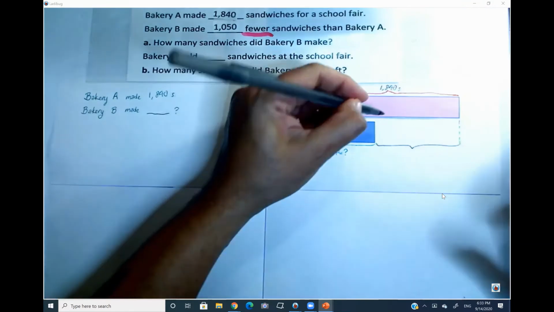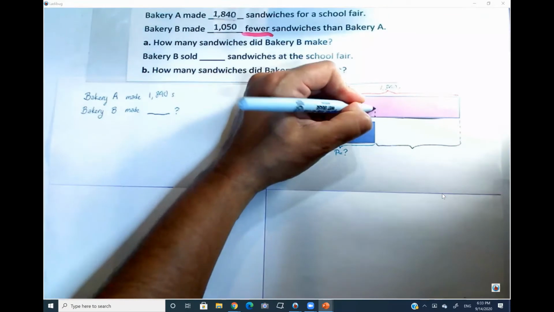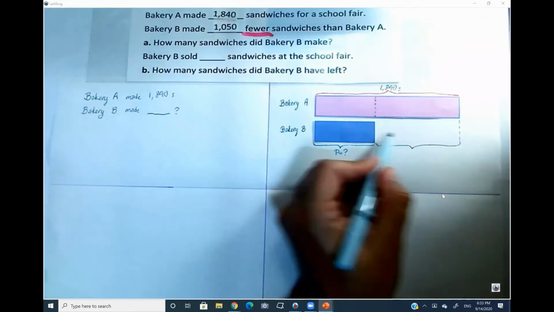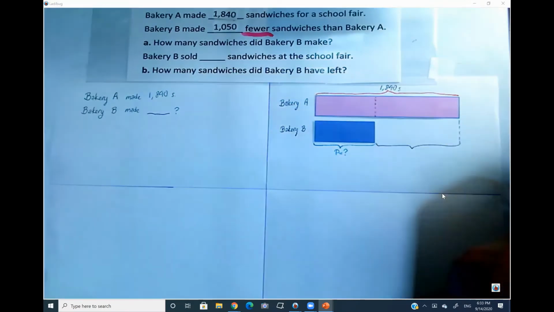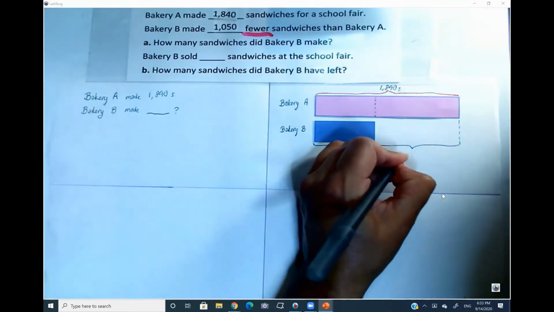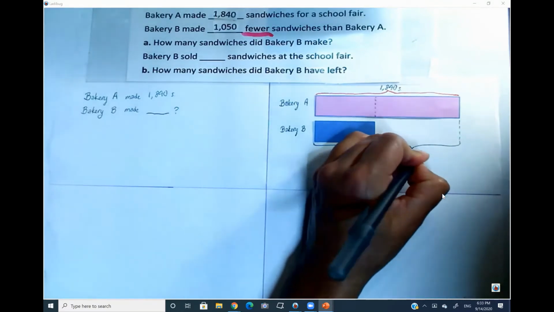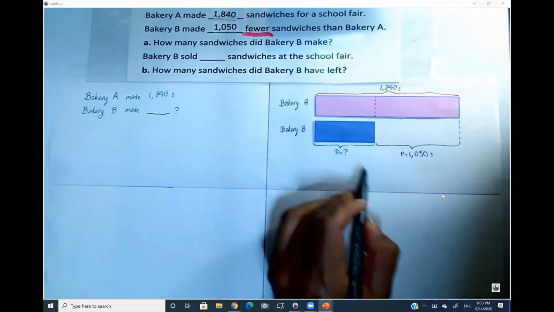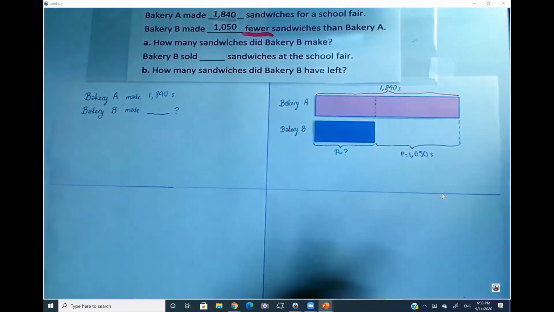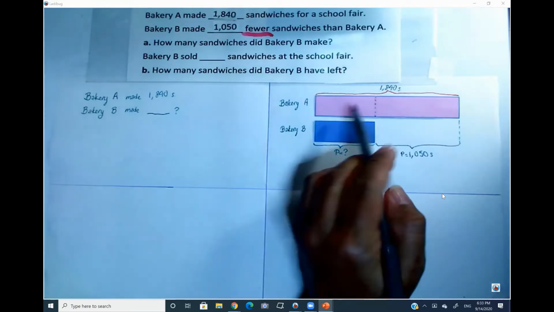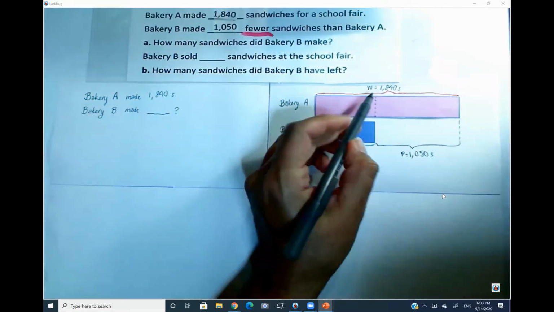So that means that somehow both made the same here, right? But this is the less they did. So if you notice, this chunk here is what they have less. And they tell us that this part is 1,050 fewer sandwiches than the other one. Now, to solve this problem, let's think what we're looking for. We have one whole, so this is going to be my whole because it's the greatest bar. And I have a part.